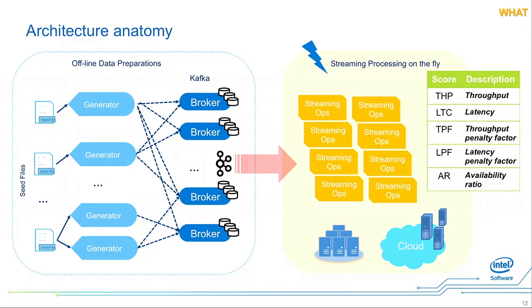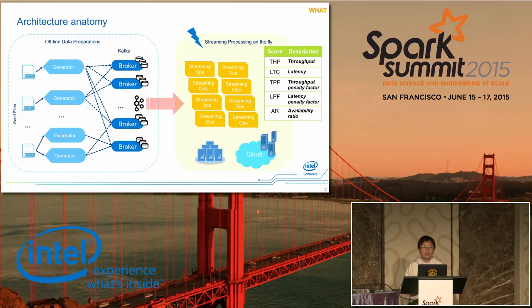And fault tolerance is very important, especially for the modernized distributed streaming system. And the last one is availability ratio. We will run a long life test to understand whether the system is stable and reliable enough. So basically, that's the entire architecture for the streaming bench.